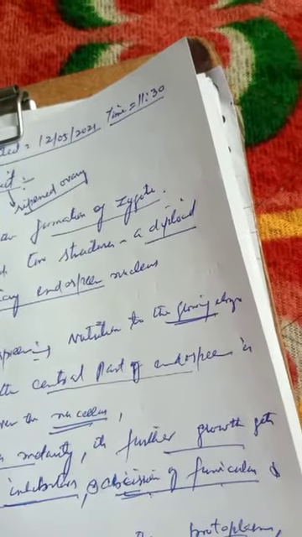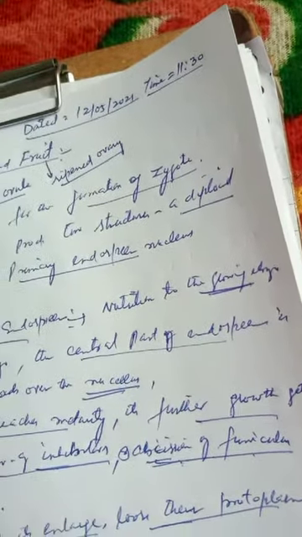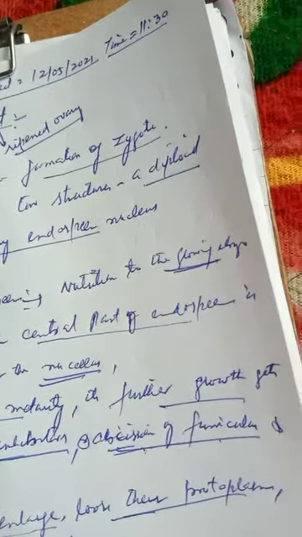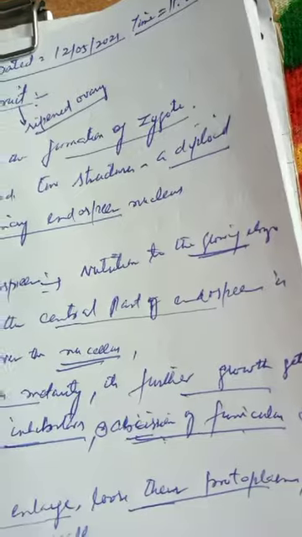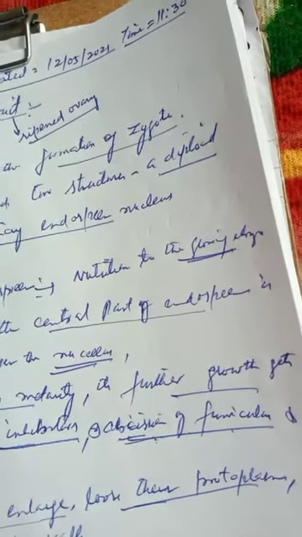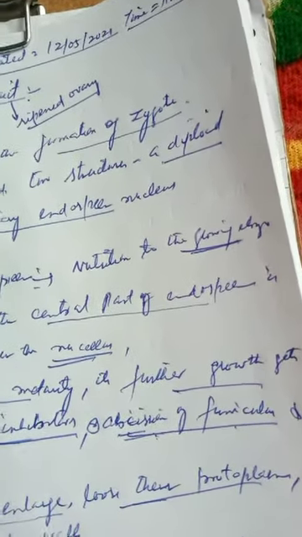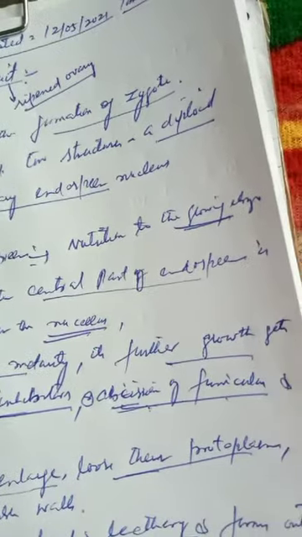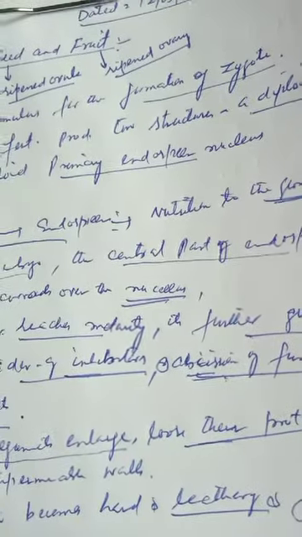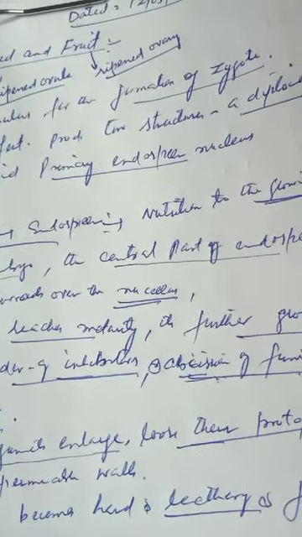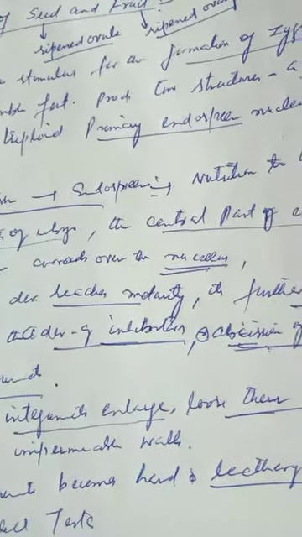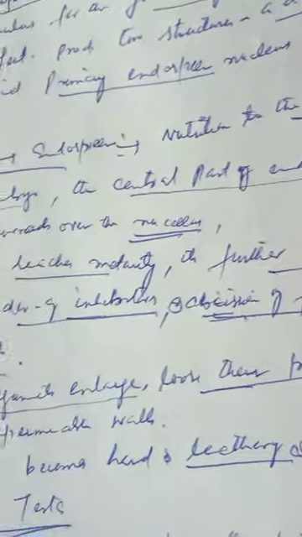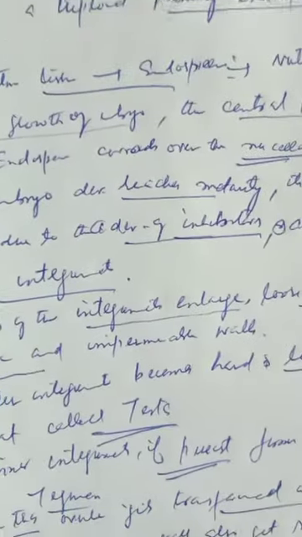to the growing embryo. With the growth of the embryo, the central part of the endosperm is consumed, and the remaining part of the endosperm in turn corrodes over the nucellus. As the embryo development reaches maturity, its further growth is suspended due to, number first, development of inhibitors, number second, abscission of funiculus, and number third, change in the integuments.